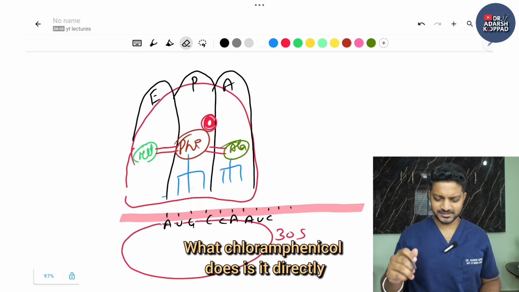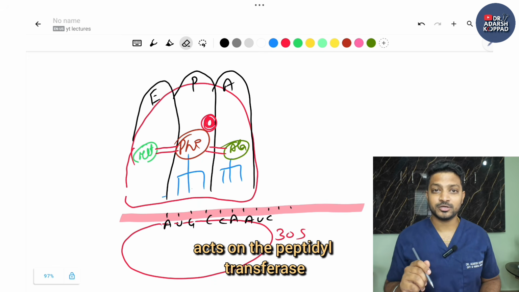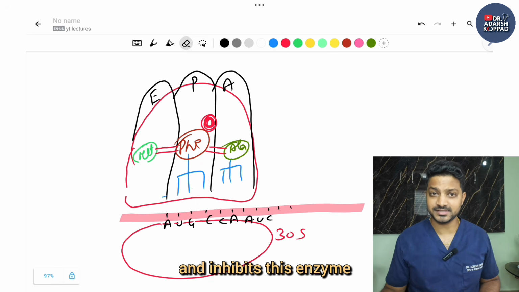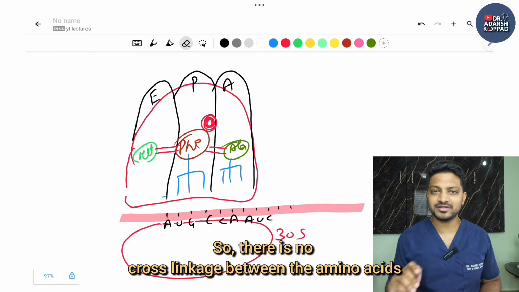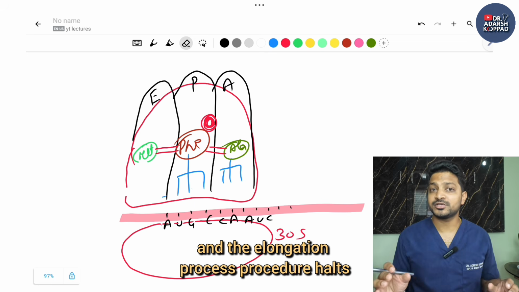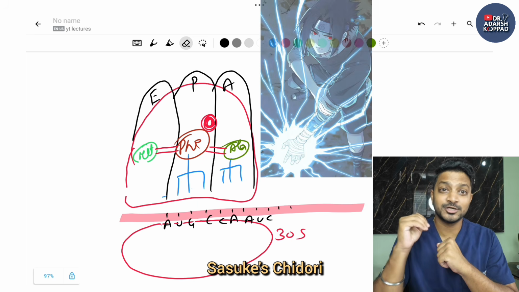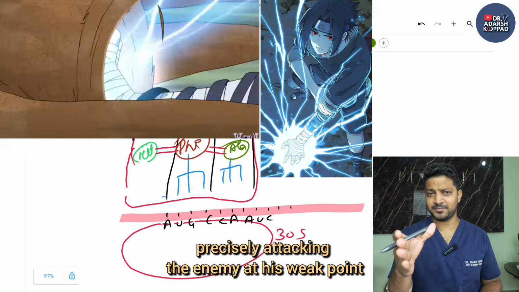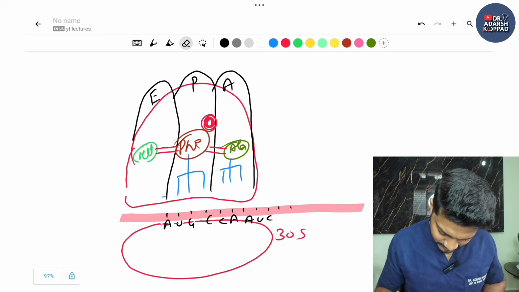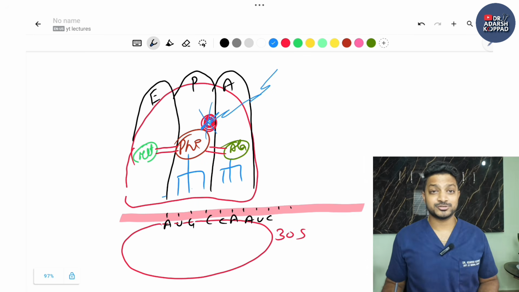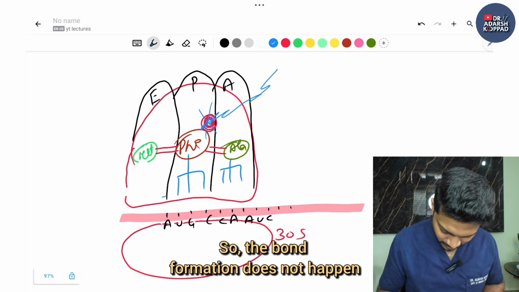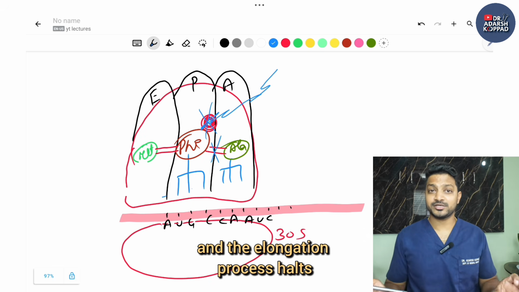What chloramphenicol does is it directly acts on the peptidyl transferase and inhibits this enzyme. So there is no cross linkage between the amino acids and the elongation procedure halts. So imagine this chloramphenicol as Sasuke's chidori, precisely attacking the enemy at his weak point. So this is Sasuke's chidori destroying the peptidyl transferase. So the bond formation doesn't happen and the elongation process halts.